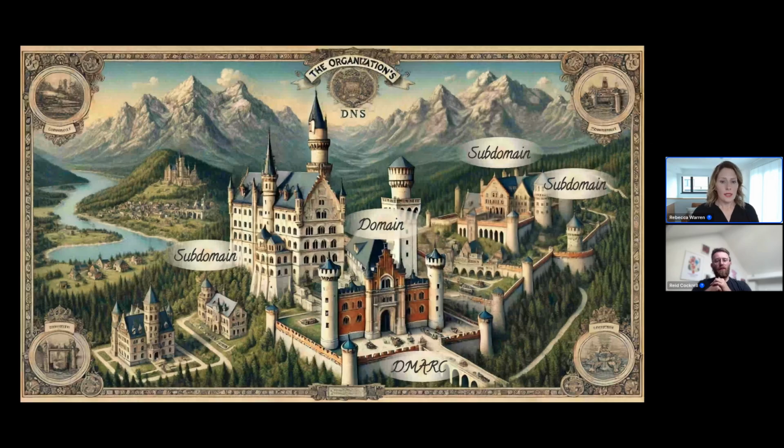So this is what we're going to be talking about today. This is when bad actors are able to take advantage of poor DNS hygiene, where the DNS records are not properly maintained, and cyber criminals can take control of these secret entrances and get past that guard or DMARC that's protecting the castle. Now, when this happens, it's called a subdomain takeover.